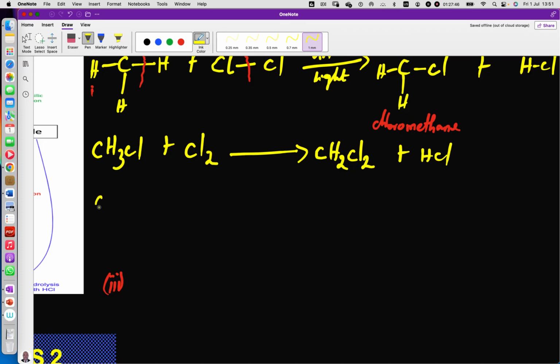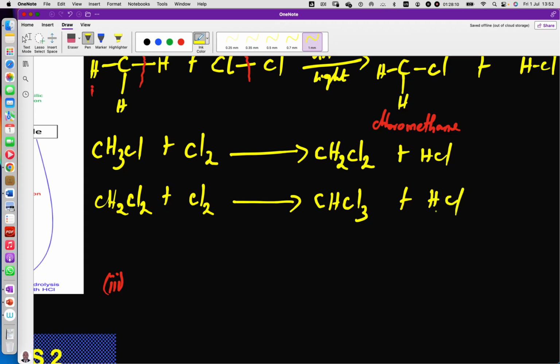It will be CH2Cl2 plus chlorine. And what happens? There's a breakage here. It's also one of the chlorines here, so it will be only CH. The number of chlorines has increased, which will be Cl3, plus hydrogen chloride.